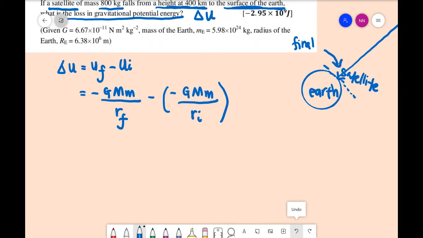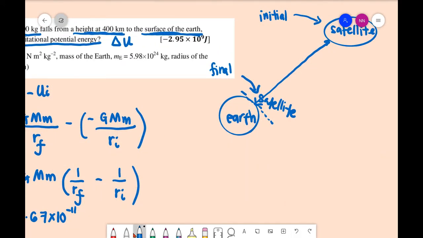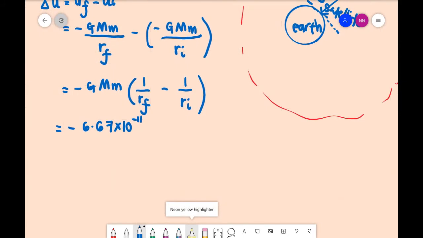So for this one we can factorize negative GMm, times 1 over Rf minus 1 over Ri. So substitute G, the gravitational constant, which is always 6.67 times 10 to the power of negative 11. And then M is the point mass. The point mass here is the Earth, as the satellite is orbiting Earth. So we can substitute the mass of Earth, which is 5.98 times 10 to the power of 24.